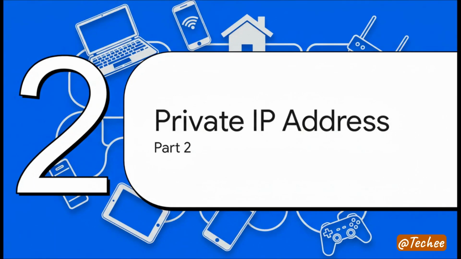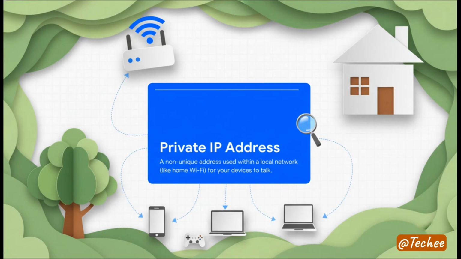All right, so that takes care of the outside world. But what about all the different devices inside your house? Your laptop, your phone, your tablet, they all need addresses too, right? Well, that's where the second and just as important piece of this puzzle comes in, the private IP address. So a private IP address is an address that only works inside your local network, your home Wi-Fi. Your router is the one that hands these out to every single device that connects to it. Your phone gets one, your laptop gets one, your gaming console gets one.